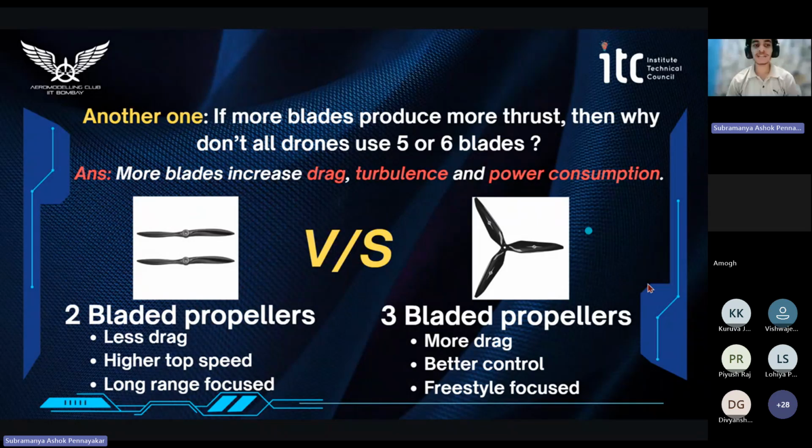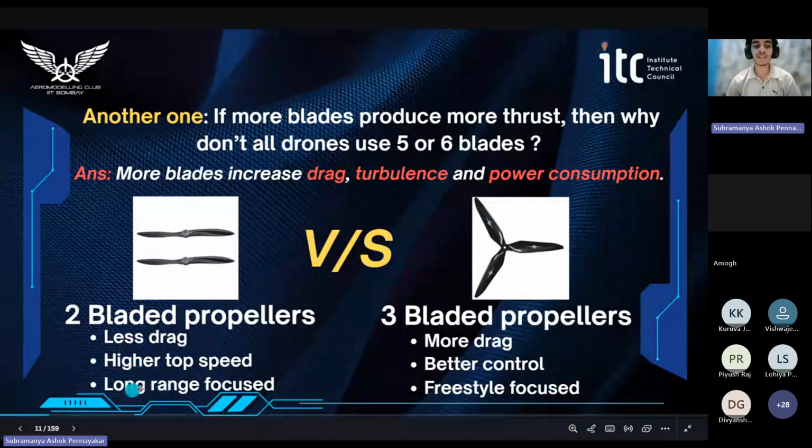Here, the thing is, although if you keep increasing the number of blades, it generates more thrust, it comes at a cost actually. The drag, turbulence, and power consumption, as you can see here. And here's some comparison between two-bladed propellers and three-bladed propellers. Two-bladed propellers: less drag, higher top speed, long range focus. Three-bladed: more drag, better control feature.